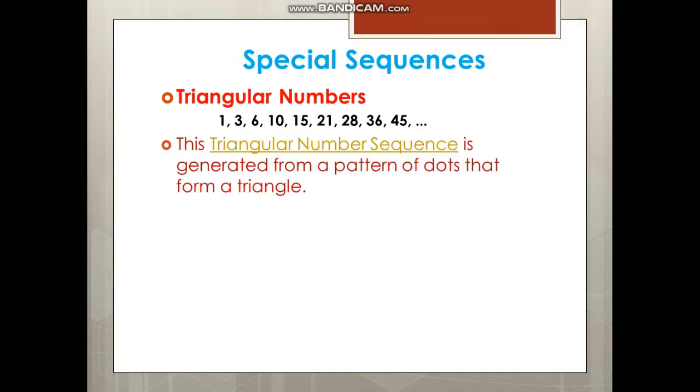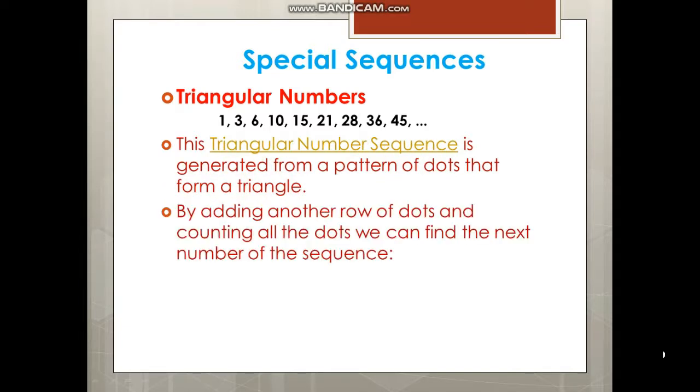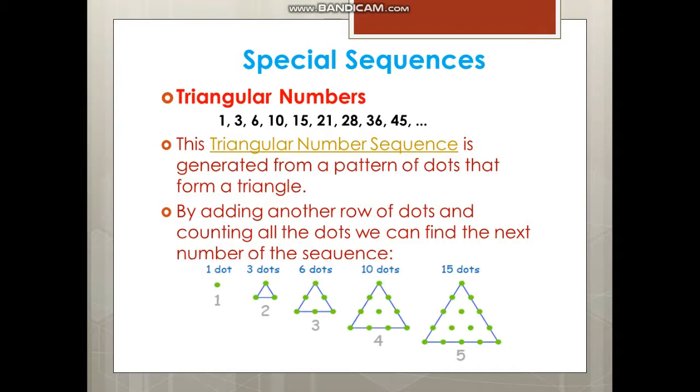This triangular number sequence is generated from a pattern of dots that form a triangle. By adding another row of dots and counting all the dots, we can find the next number of the sequence. Here the example is given. First one dot, then we have 3 dots, then 6 dots, then 10 dots, and then 15 dots. After joining these dots, we get the triangular number sequence.